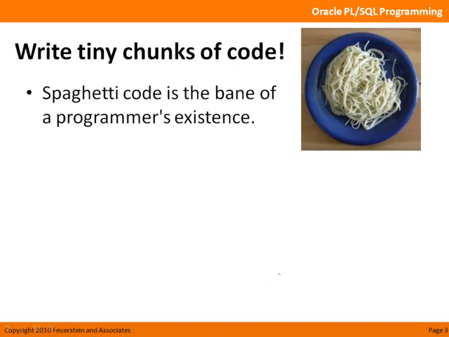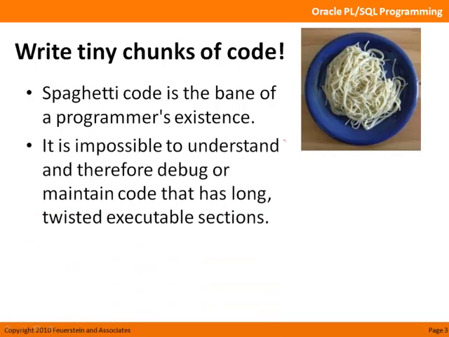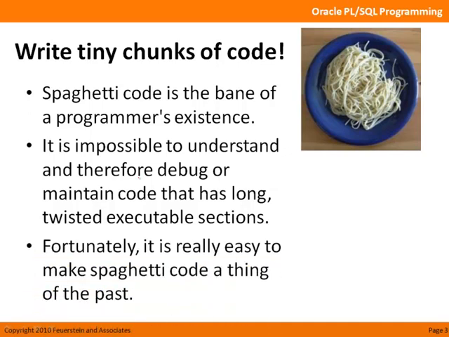Well, you've probably all heard of the term spaghetti code. Spaghetti code is pretty much the bane of a programmer's existence, the thing that puts us in a special kind of programmer's hell. It's impossible to understand and therefore debug or maintain code that has long, twisted executable sections. That's really the hallmark of spaghetti code. Your programs just go on and on and on, page after page, hundreds, thousands of lines of code, impossible to figure out, impossible for even you to understand days after you wrote it. It's the sort of thing we really want to avoid.